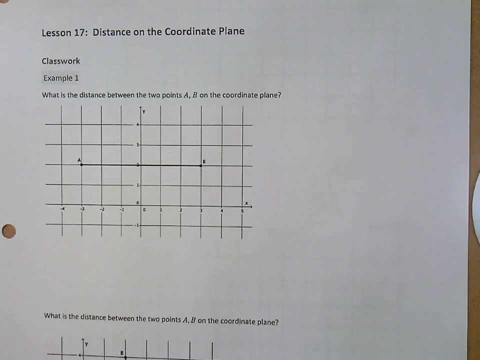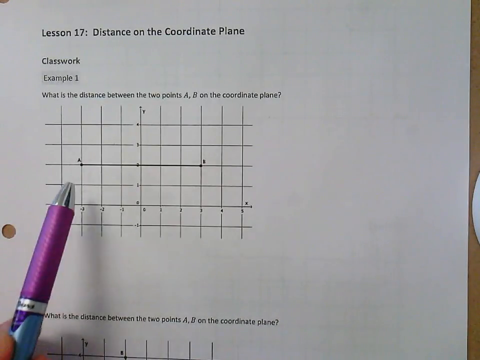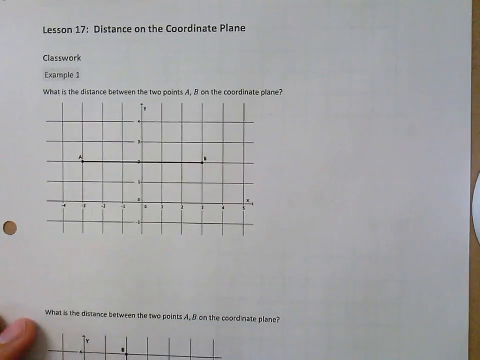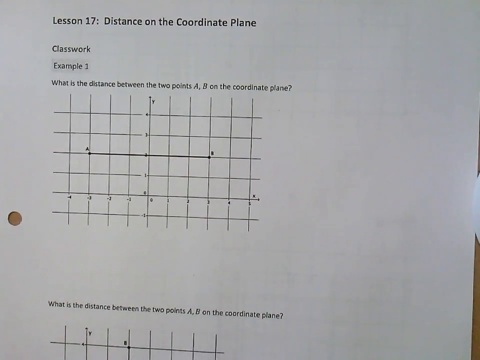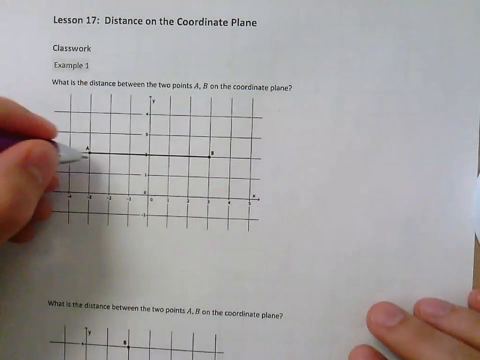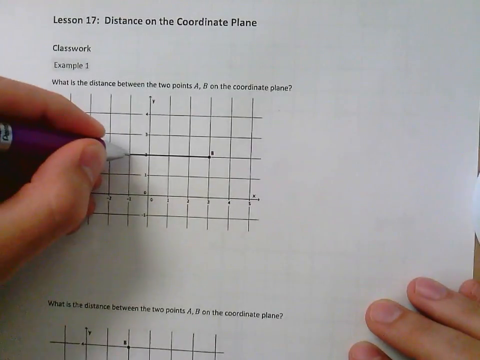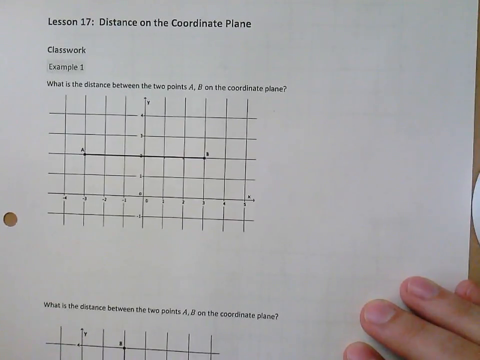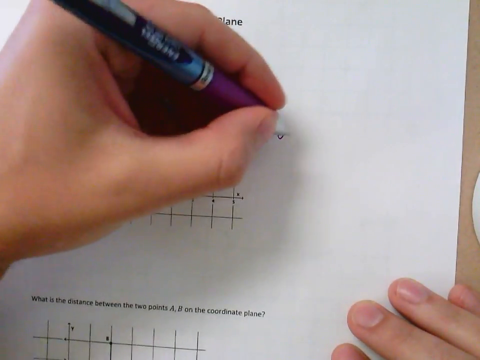Okay, people. Today, we're going to be talking about distance, specifically on the coordinate plane. So, when we're talking about distance, right? If I was asking you, what's the distance from point A to point B? Most of us would say, well, let's just count the boxes. Okay, fine. So 1, 2, 3, 4, 5, 6. So the distance from A to B is 6 units.